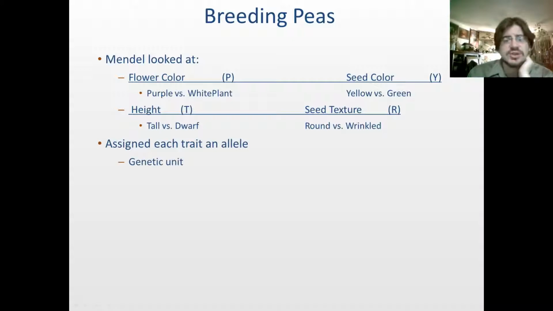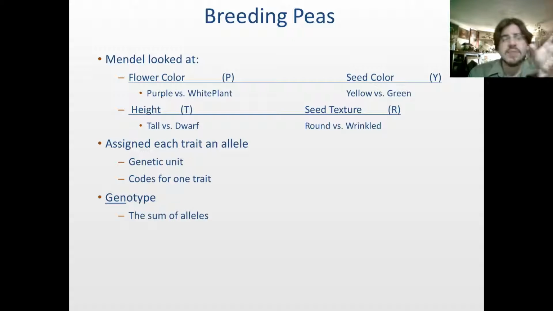So he assigned each trait an allele. An allele was his term for the genetic unit, what we now think of as a gene. Each allele codes for a single trait. So a genotype was a term he thought up for the sum of alleles. So both alleles for a given trait represent the organism's genotype. So the genotype for flower color would be 2 alleles for flower color. So maybe heterozygous, or homozygous dominant, or homozygous recessive.